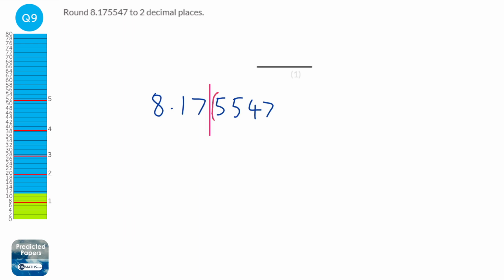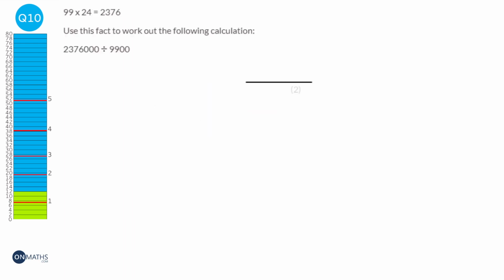But we have to look at this number first. Now if this number is less than 5, we just keep the number to the left, so 8.17. But if it's 5 or more, then this 7 goes up to an 8. So this will be 8.18.